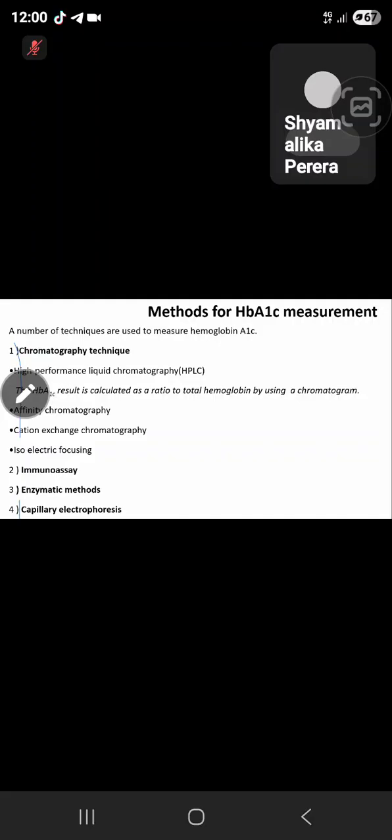Broadly, we can get into chromatography techniques and immunoassay. The most popular one is HPLC, the high performance liquid chromatography test. There are also affinity chromatography, cation exchange chromatography, and isoelectric focusing. Though the assay principle changes, the popular ones are mainly the HPLC methods and the capillary electrophoresis method in our setup.